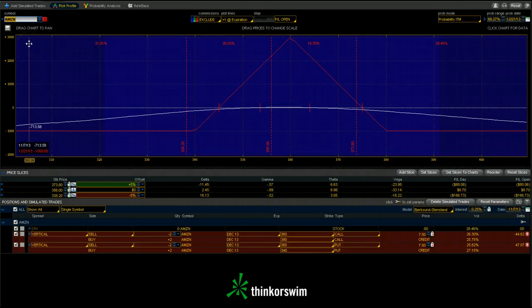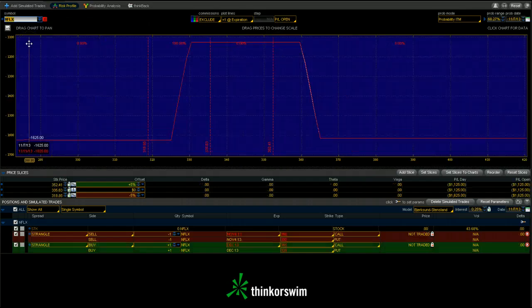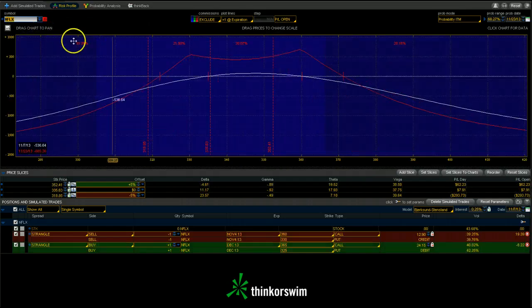The next one I put on was Netflix. So here's Netflix, and Netflix is a double diagonal. So here we got a little bit of everything. Now, why would I put on a double diagonal? A double diagonal is a positive Vega trade, and it is done when implied volatility is low.